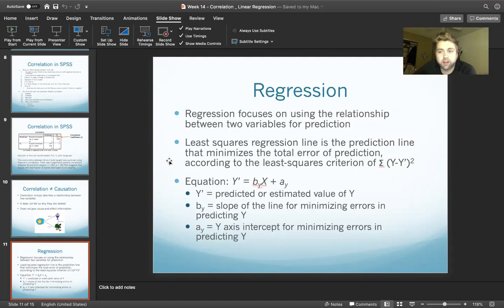X is just the value of X because you're predicting Y from X. And then A is your intercept when X is 0.